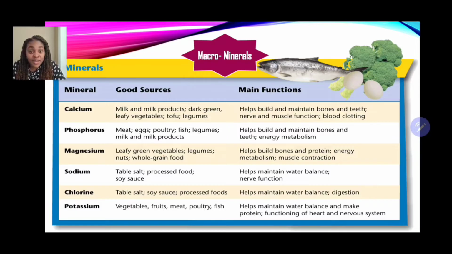And our final macro mineral is potassium. Good sources of potassium include vegetables, fruits, meat, poultry, and fish.